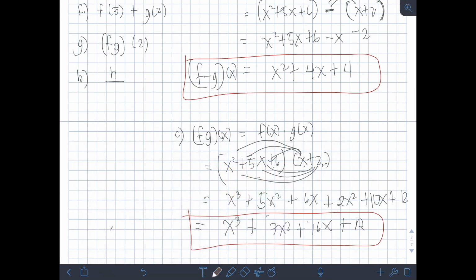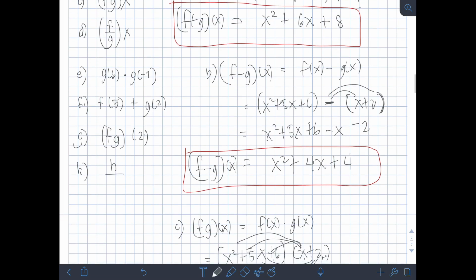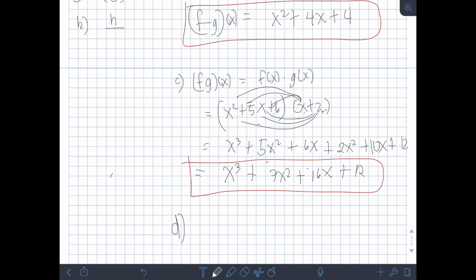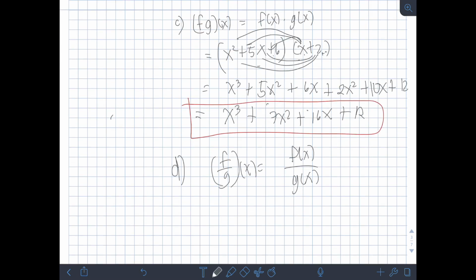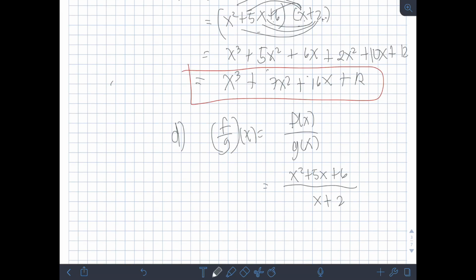Okay? Next, we have f over g of x sa division. So f over g of x is the same as f of x divided by g of x. So substitute nyo lang. So we have f of x is x squared plus 5x plus 6 over x plus 2. Okay, so pwede ba itong ma-divide?